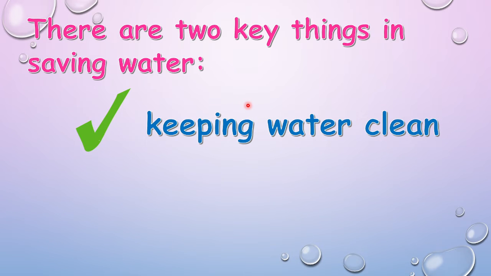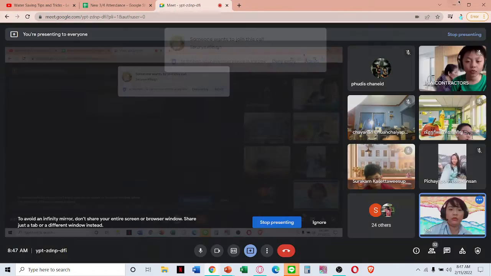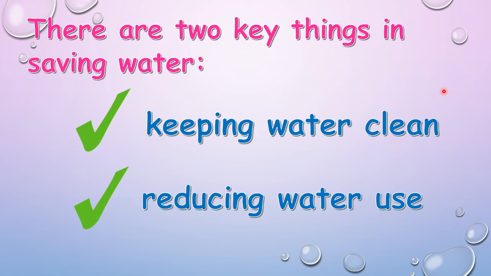The first one is keeping water clean. Under keeping water clean, there are many ways on how to keep water clean. But this one is the words to remember. Like if you do this, everything will follow. Like if you know how to keep water clean, then you'll be able to save water in many ways. Another one is reducing water use. There are also many ways on how to reduce water use. Okay, so if you do these two things, you'll be able to save water.